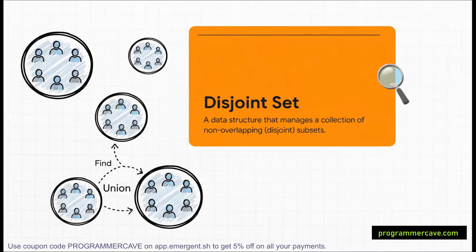It's designed to manage a bunch of sets that have nothing in common. They are totally disjoint. In our social network, this just means a person can't be in two different friend groups at once. To make this work, you really only need two main operations. Find, which is like asking, hey, what group does this person belong to? And union, which is how you merge two of those groups into one.